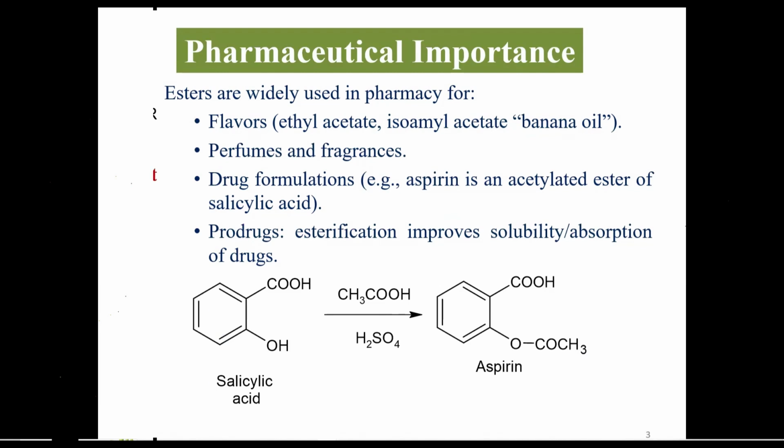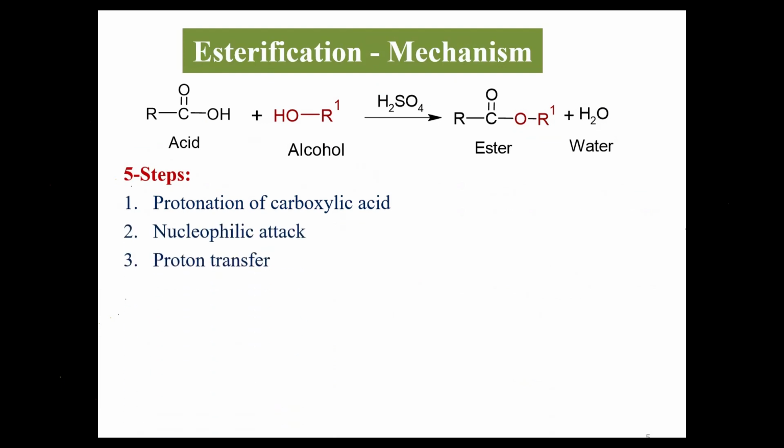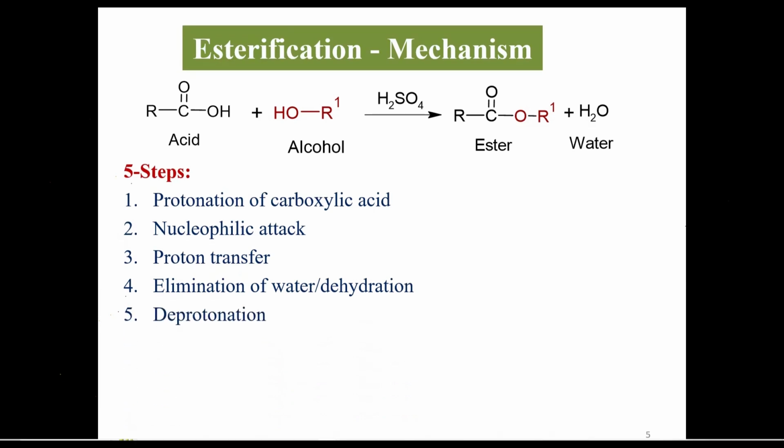Now, let me briefly explain the mechanism involved in the esterification reaction. The mechanism involves 5 steps. First step is protonation of the carboxylic acid. Then the nucleophile attacks the protonated carboxylic acid. Then proton transfer occurs. Then there is elimination of a water molecule, which is also known as dehydration. And finally, upon deprotonation, we get the corresponding ester. Now, let me discuss this step-by-step mechanism.